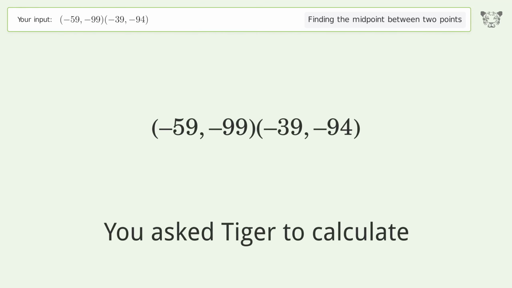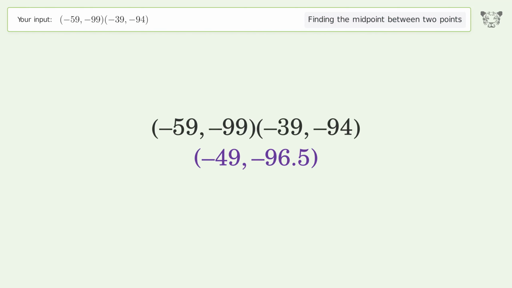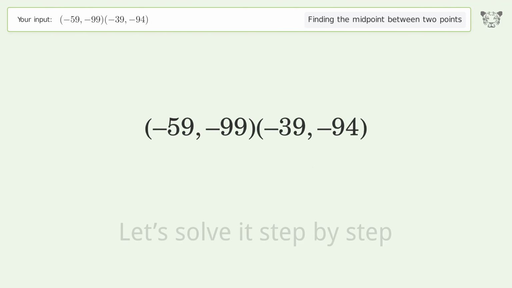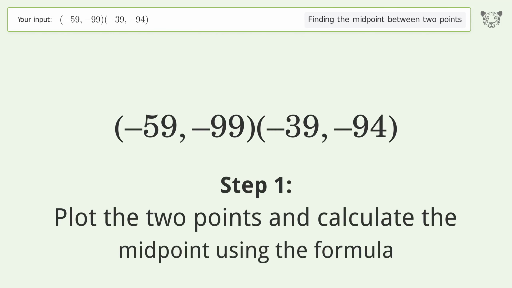You ask Tiger to calculate. This deals with finding the midpoint between 2 points. The midpoint between the 2 points is -49, -96.5. Let's solve it step by step. Plot the 2 points and calculate the midpoint using the formula.